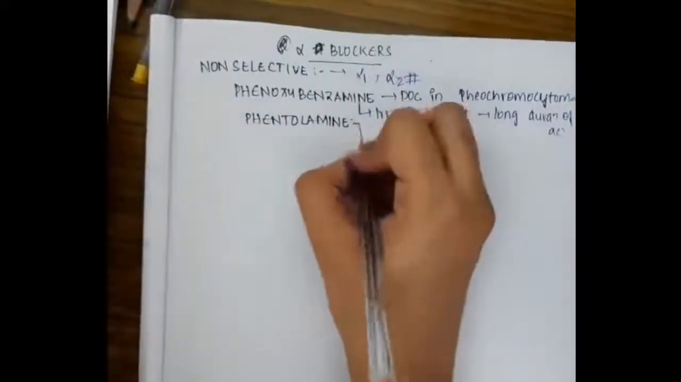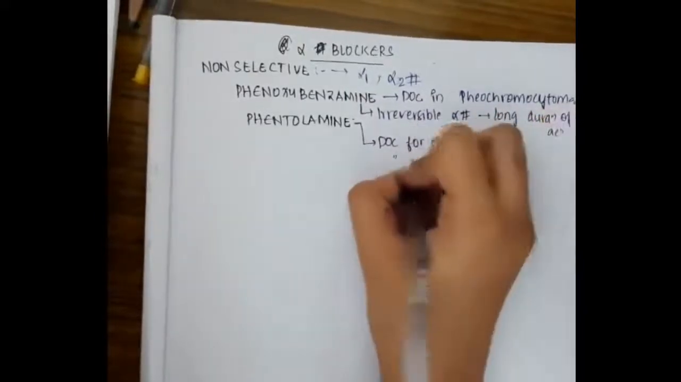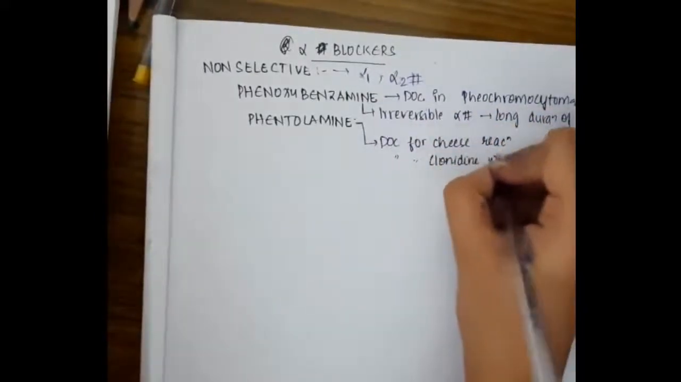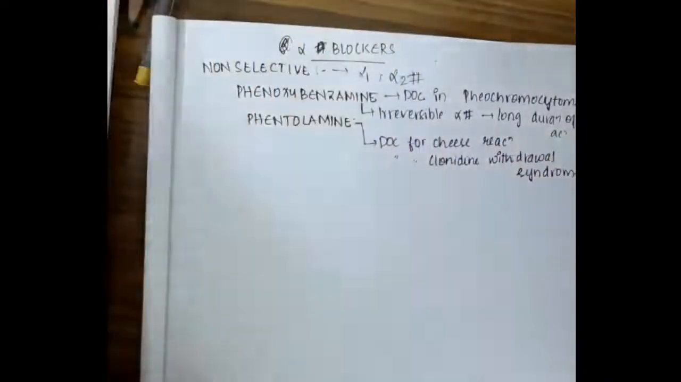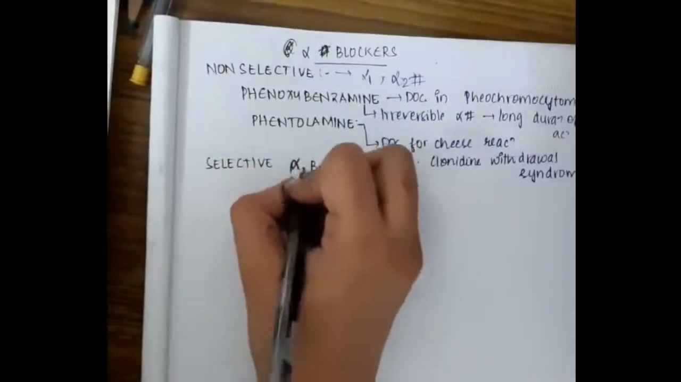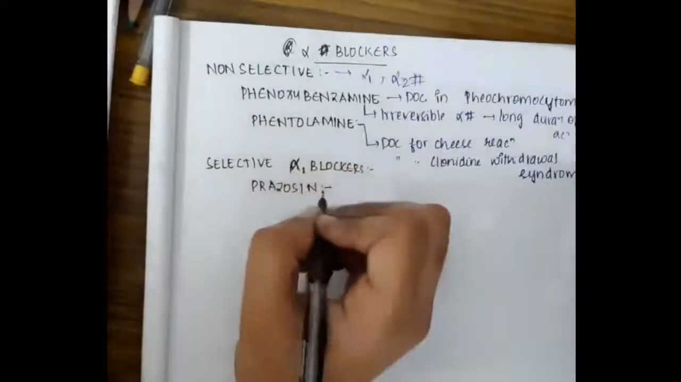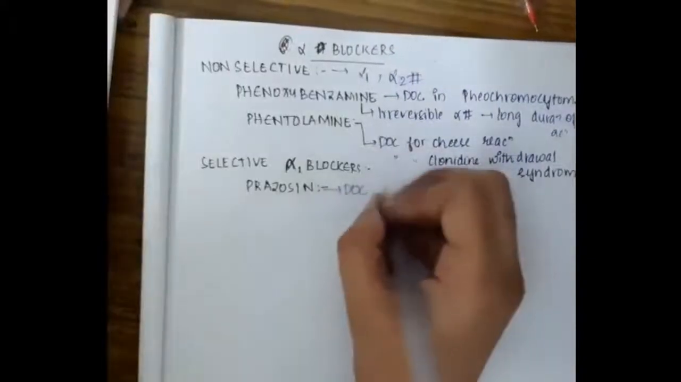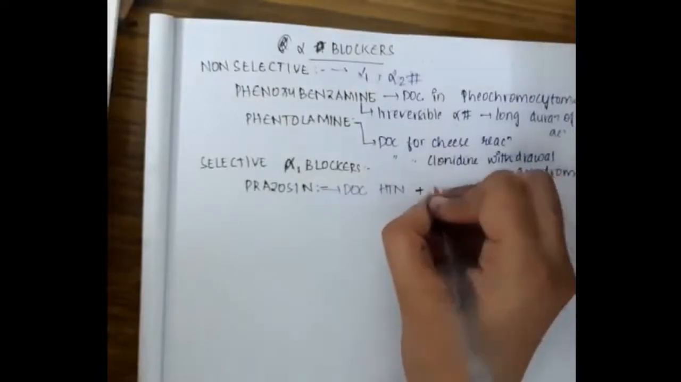Then we can also use phentolamine. This phentolamine is actually used as the drug of choice for cheese reaction, and it is also the drug of choice for clonidine withdrawal syndrome. Then we have selective alpha blockers. Selective alpha blockers which are used in hypertension are prazosin. Prazosin is the drug of choice for hypertension and benign prostatic hyperplasia.